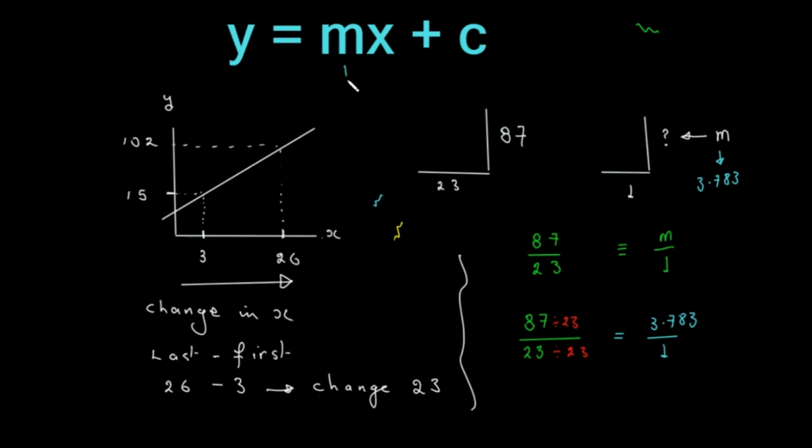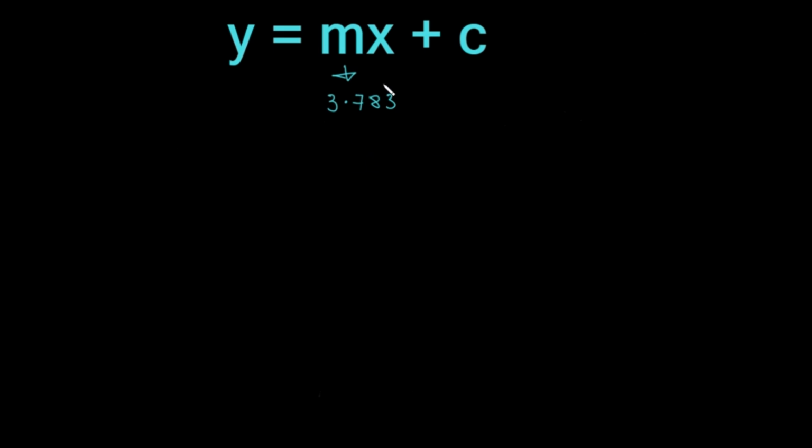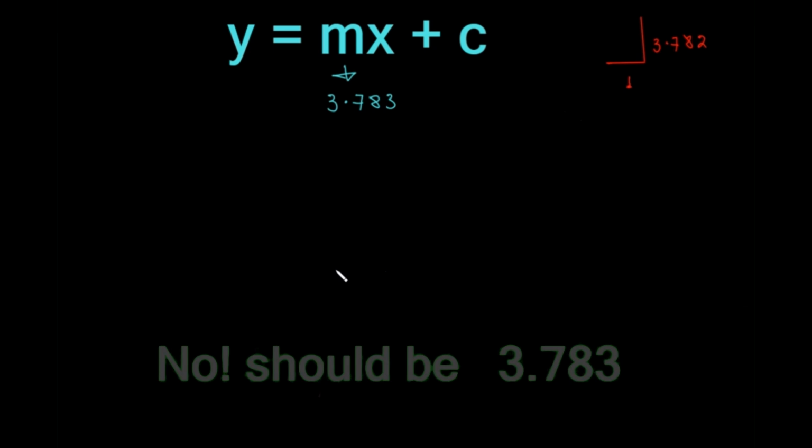So that is the gradient. M, in this case, is 3.783. Now, how do we use that? We've worked out the gradient in that we have one along, it's always one along, 3.783. Now that's approximate, right?